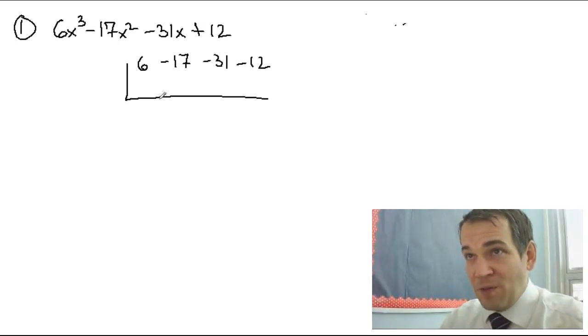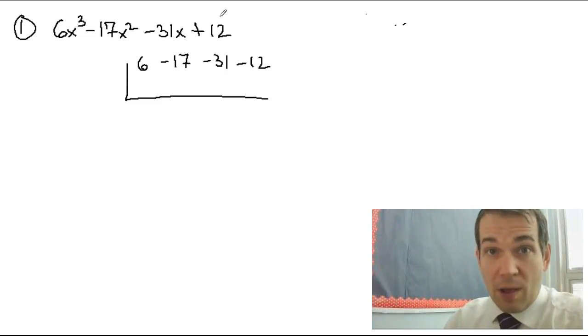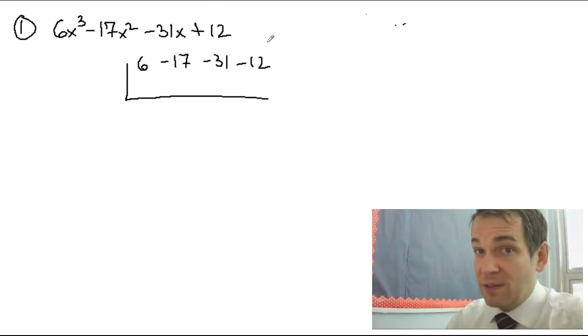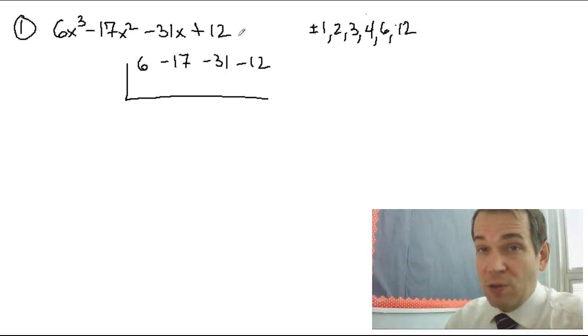We're going to try to find the zeros of this polynomial, so I've set up my synthetic division, and I don't have any real clue about what number should go on the outside here, but I do know that whatever it is, it has a numerator that'll be a factor of 12. So my first idea is to start listing all the numbers that go into 12 evenly. So this would be 1, 2, 3, 4, 6, and 12 are all numbers that could go into 12.